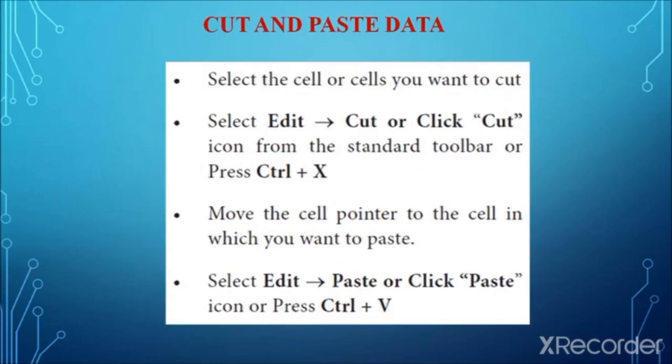And the next one is cut and paste the data. So how to cut and paste the data? Similarly the same procedure. The only change is the option for cut. In copy and paste, the user will select the copy option from the edit menu, click on the copy icon, or press the shortcut key Ctrl plus C. So that is for the copy option.